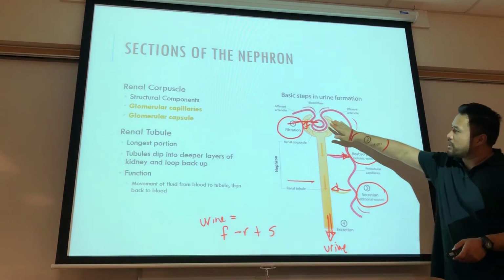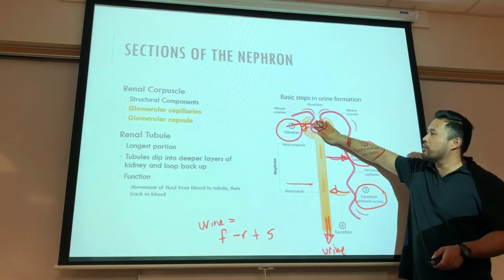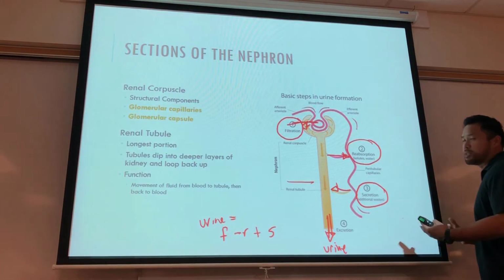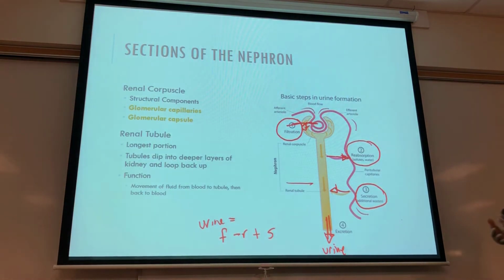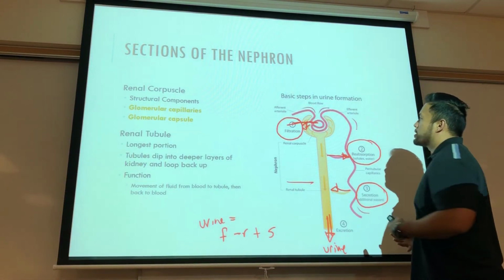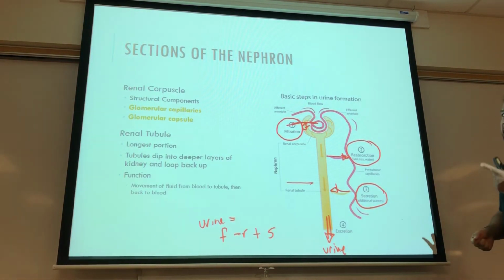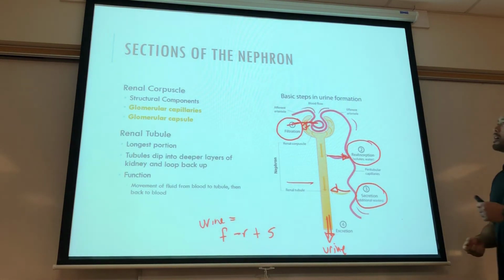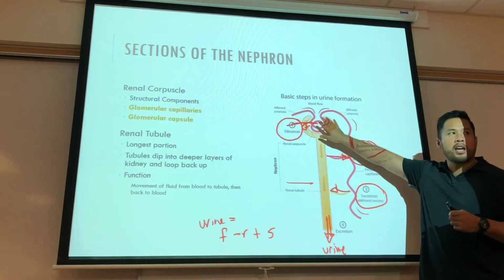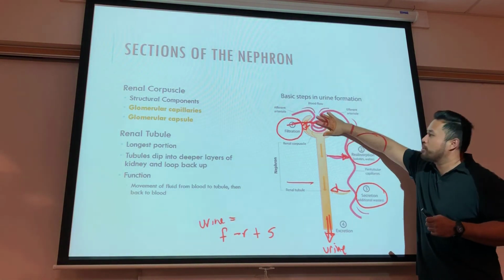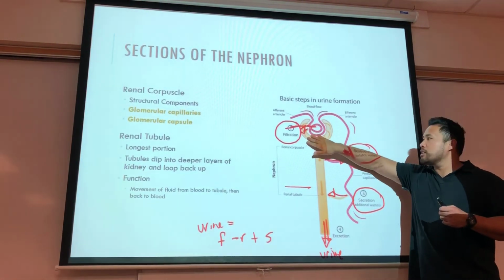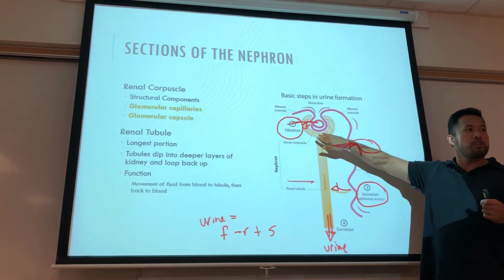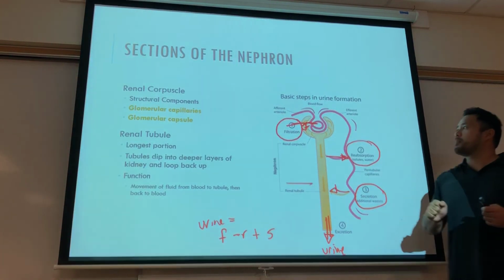We get filtration that takes place that's going to push fluid out using those pressures that we discussed on Tuesday, namely our glomerular blood hydrostatic pressure minus our capsular hydrostatic pressure minus the blood colloid osmotic pressure. That gives us a net pressure of 10 millimeters of mercury that pushes fluid out. So this is going to be our preliminary urine. This is our filtrate that comes out.